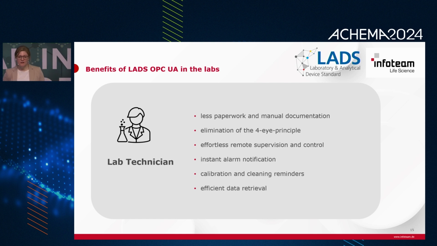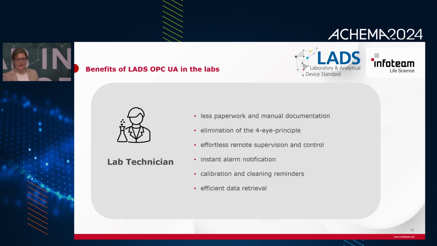For the lab technicians in the lab, first of all, you need less paperwork and manual documentation, because all essential information can be recorded. Like we have electronic forms and automated data entries, and digital signatures are supported. So this does not only save time, but also ensures accuracy. And thereby also the 4I principle can be eliminated. You can also supervise and control your processes from your office or even home office space, and receive instant alarm notifications on your computer or mobile phone when something is not working or working wrong.